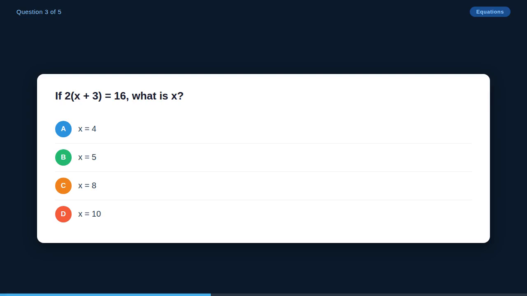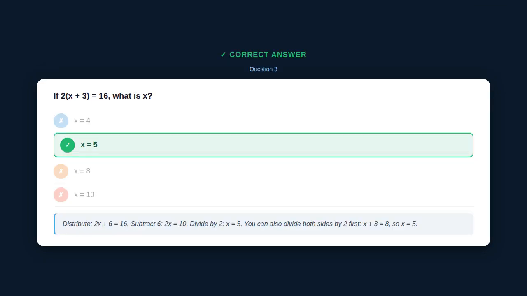Take a moment. The correct answer is B, x equals 5. Distribute, 2x plus 6 is equal to 16. Subtract 6, 2x equals 10. Divide by 2, x equals 5. You can also divide both sides by 2 first, x plus 3 is equal to 8, so x equals 5.